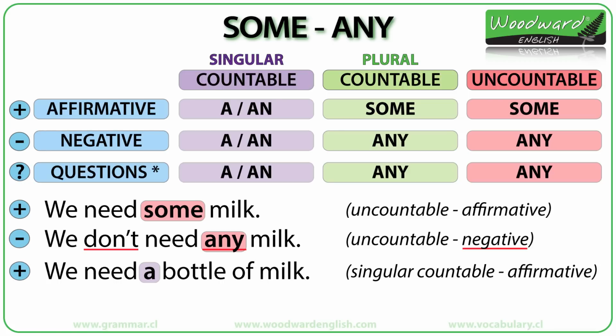Now look at this example. We need a bottle of milk. Why don't we use some here? We use a because we're counting bottles and not milk. We are specifying the number of bottles, in this case, 1. We use some with plural countable nouns and uncountable nouns.